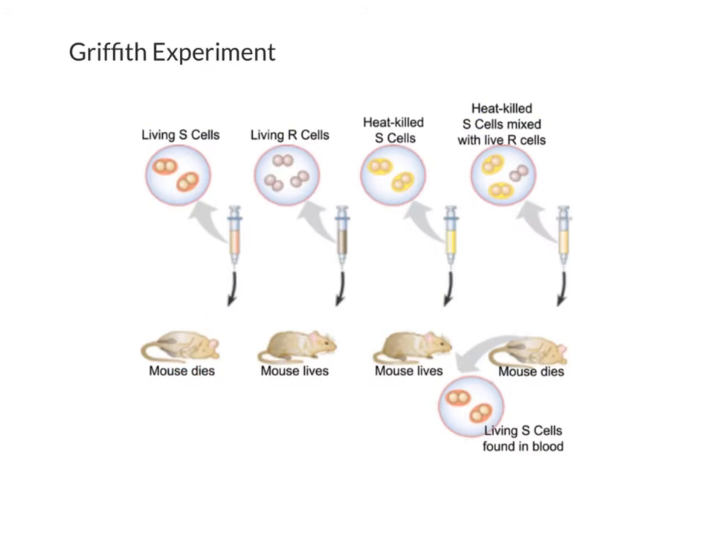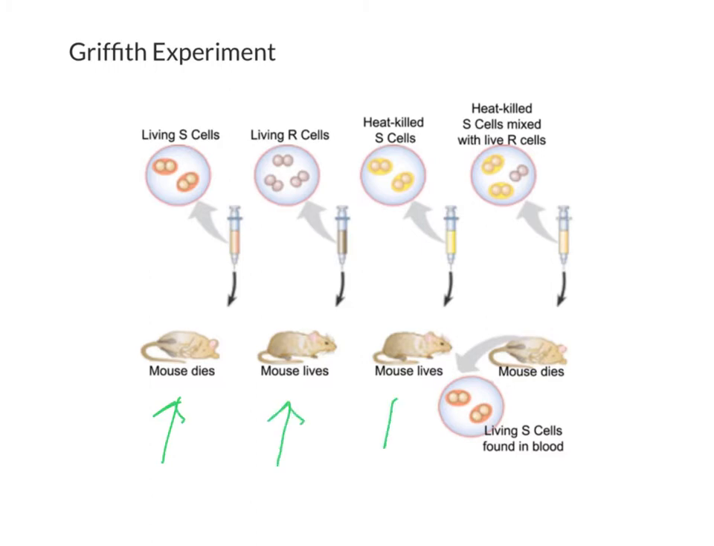So the race was now on, and this brings us to the experiments that were done to try to figure this out. So the first experiment was the Griffith Experiment. Briefly, in the Griffith Experiment, scientists took two forms of a bacterium, S cells and R cells. Only one of them causes pneumonia, and that's the S cells. And so they noticed, if you put S cells into a mouse, the mouse dies. If you put R cells into the mouse, it lives.